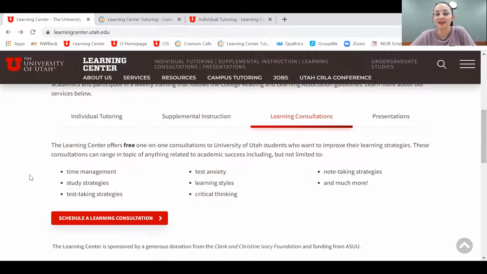The next service that we offer is learning consultations. So it's tutoring minus the content, of course. So it's time management, study strategies, test taking strategies, test anxiety, critical thinking, kind of what we talked about today, but more personalized one-on-one stuff. It's the same process to schedule one. It just is a shorter list instead of all the courses, and you can schedule with whoever you'd like to meet with. And again, in person, online, or telephone, whatever works best for you.